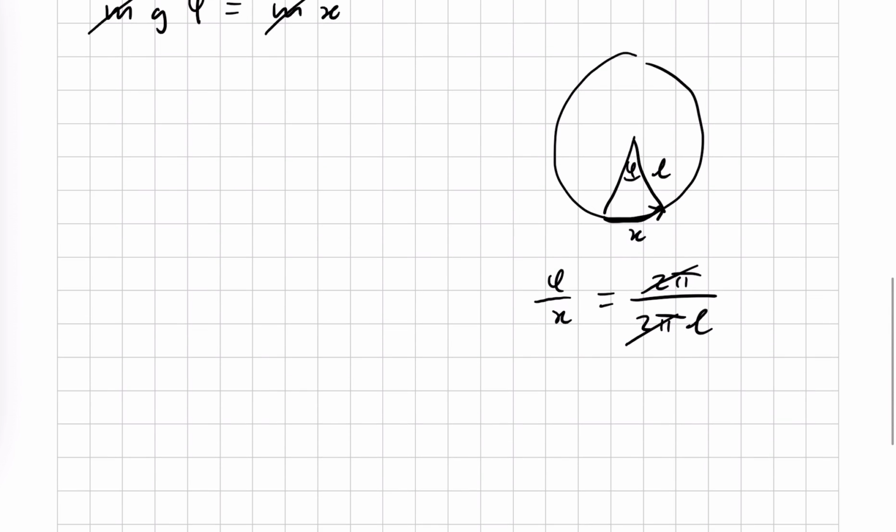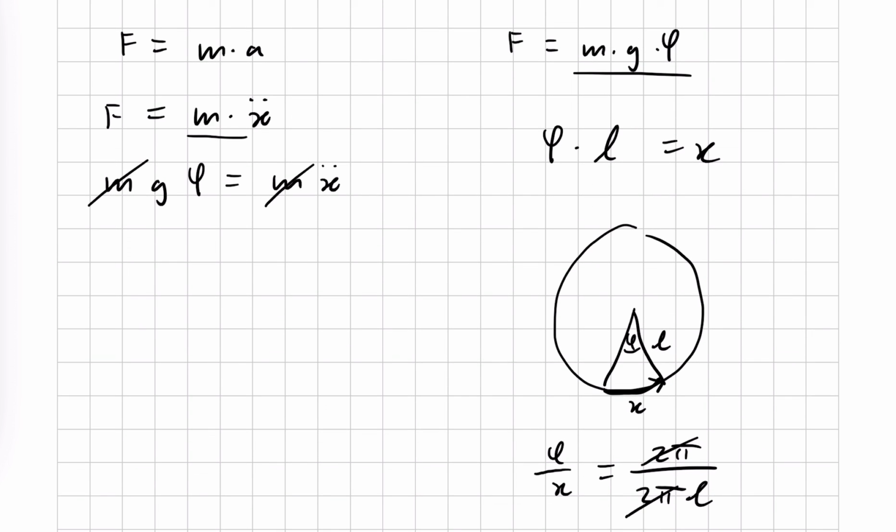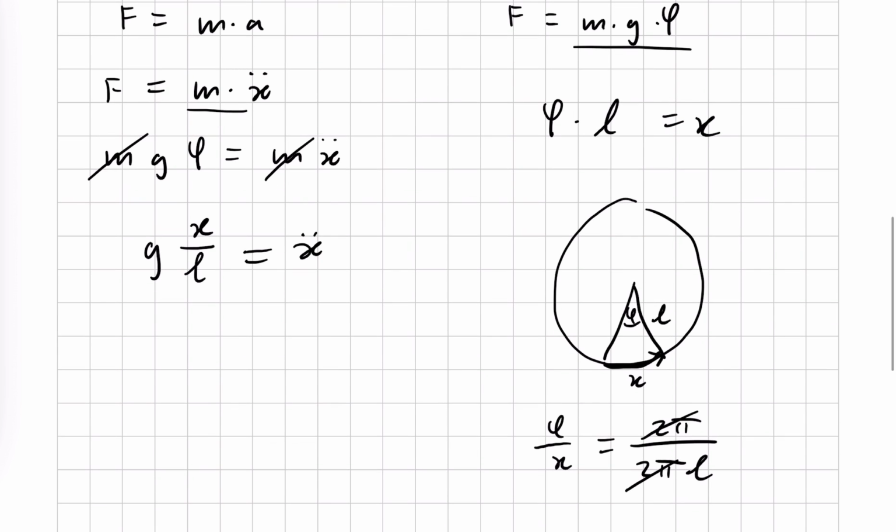This cancels, so we can turn them around, take the reciprocal, so we get x over phi equals L, which also means that phi equals x over L. So that means that we substitute phi with x over L: g times x over L equals x double prime, and this can be rewritten as x double prime equals g over L times x.